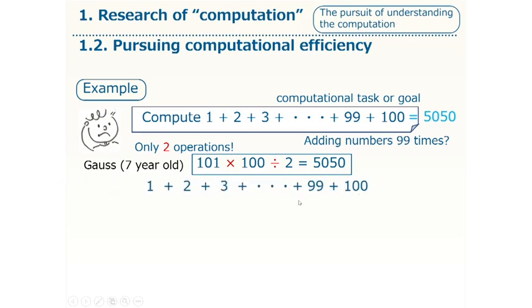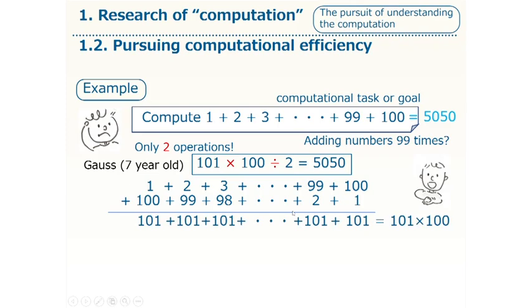This is what we want to compute. Consider the same sum in reverse order. Then add each vertical pair, and we get 101 for all pairs, right? So the total sum must be 101 times 100, because there are 100 pairs. Note that this total is double our target sum. So dividing this by 2, we get the answer as stated here.